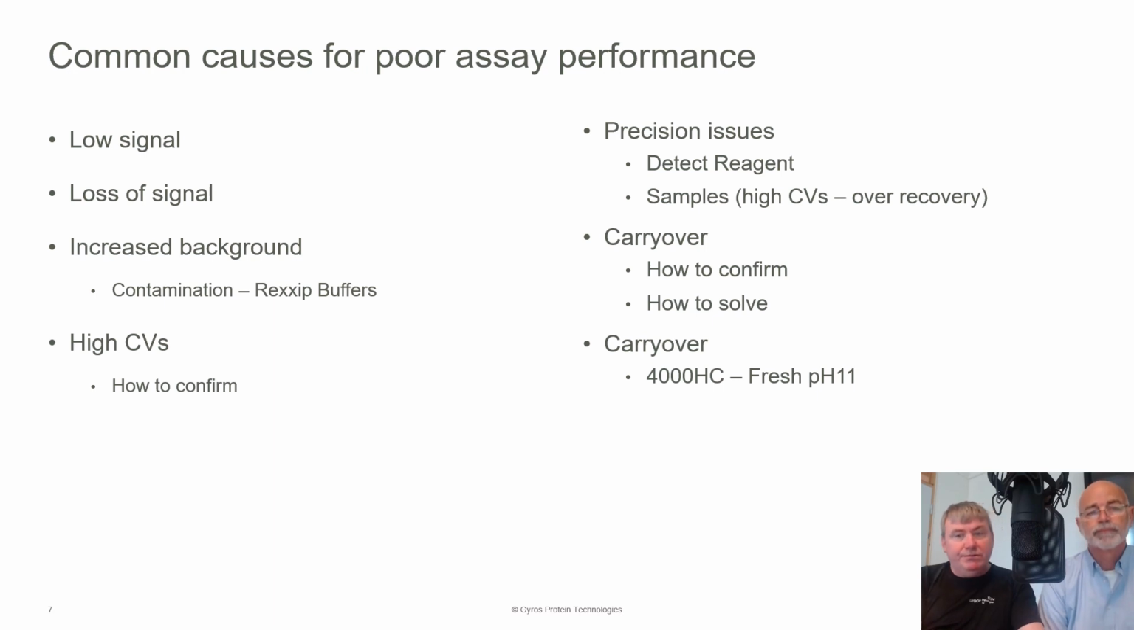your exit buffers or other reagents. For high CVs, to confirm, if there's a trend, a replicate higher or lower, that can tell you something. Precision issues can be to do with the detect reagents, so you have to spin the detect reagent. You can also look at high CVs or over recovery, and the duplicate can tell you something.